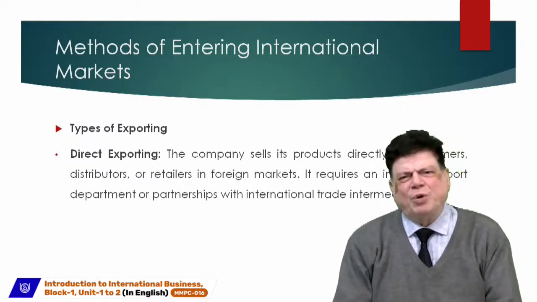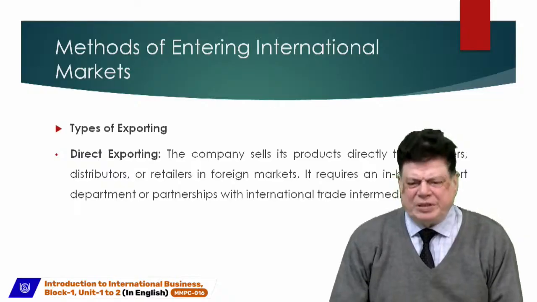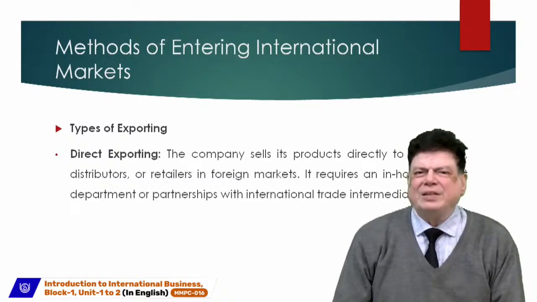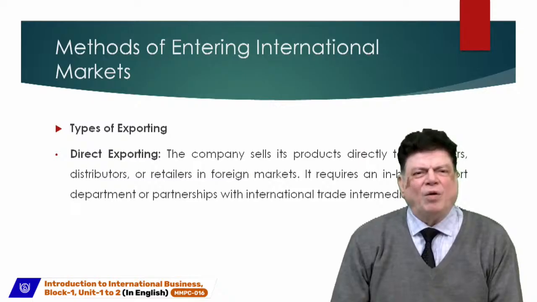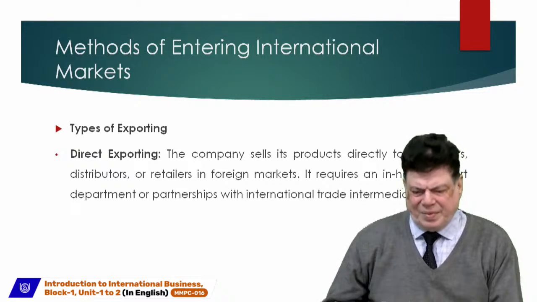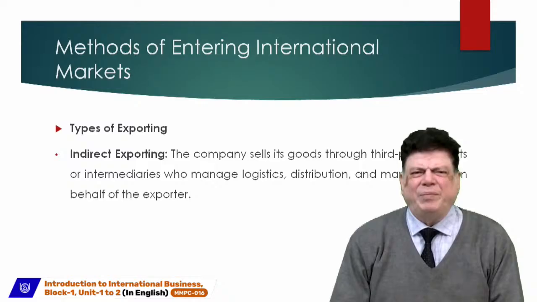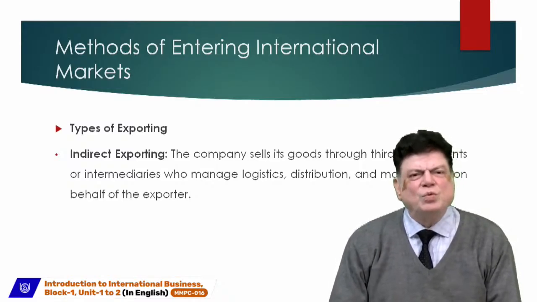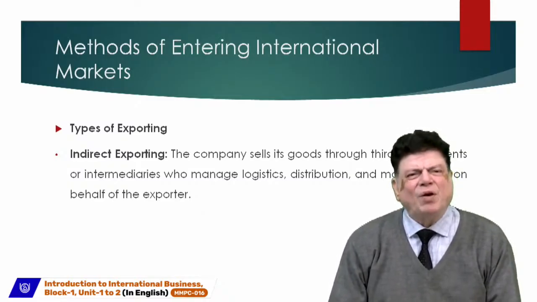Now, types of exporting. Direct exporting: the company sells its products directly to customers, distributors or retailers in foreign markets. It requires an in-house export department or partnerships with international trade intermediaries. Next is indirect exporting. The company sells its goods through third-party agents or intermediaries who manage logistics, distribution and market entry on behalf of the exporter.